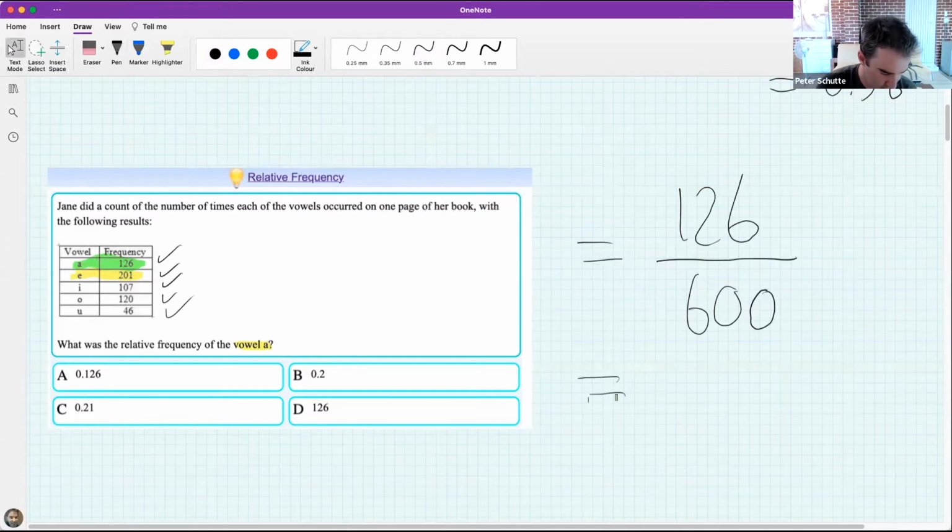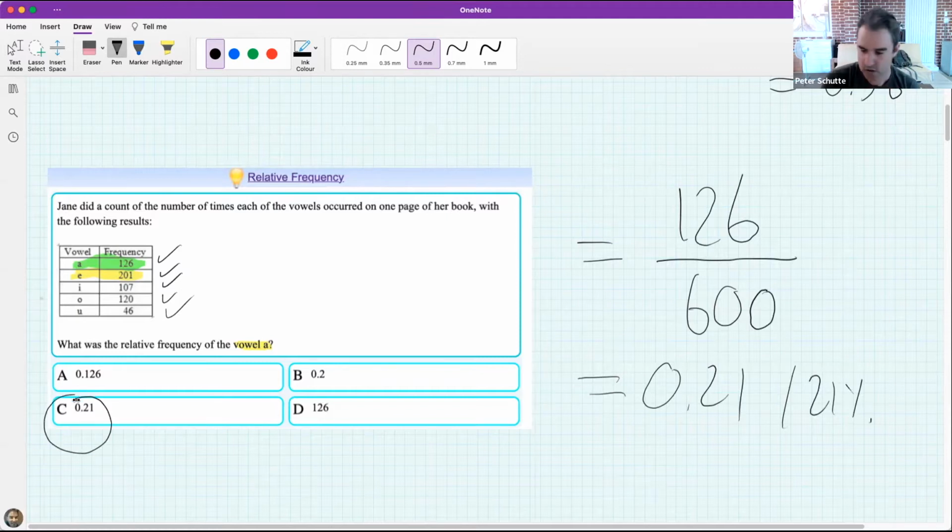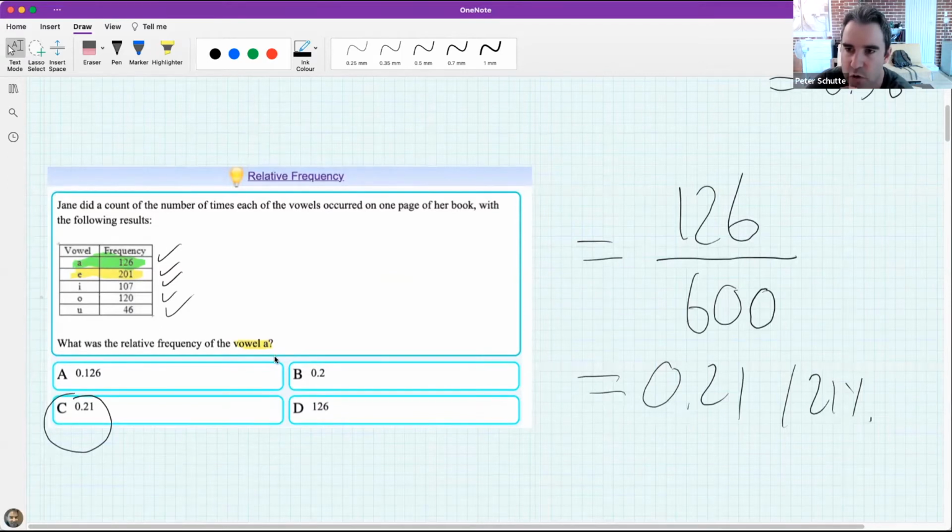Now, I need my calculator. We should get 0.21, or we could even say 21% would be another way of saying it, but 0.21 should be the right answer. Okay, so if they give you real world situations like this and they ask you to calculate relative frequency, this is how you do it. Give me a thumbs up if you feel comfortable with this, thumbs down if you feel a bit unsure. Okay, fantastic. Let's move on up.